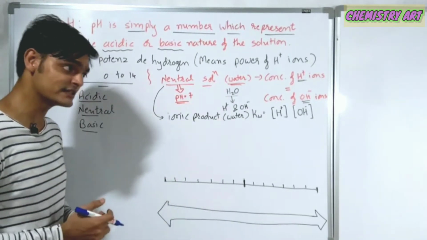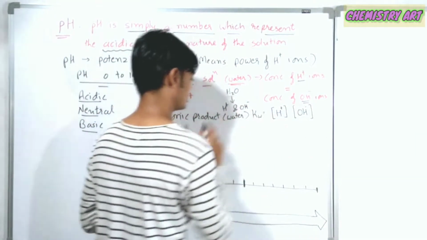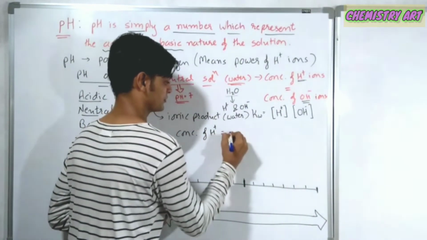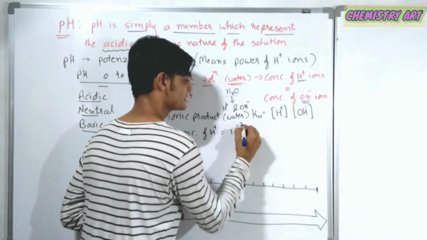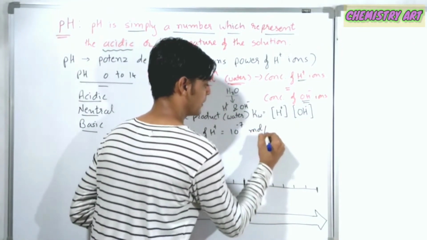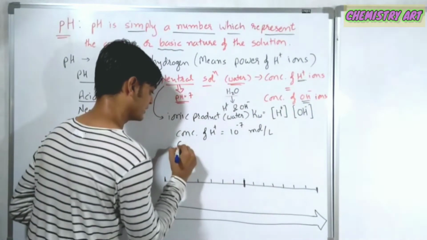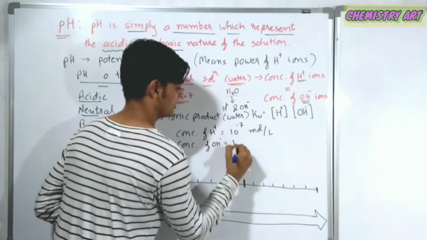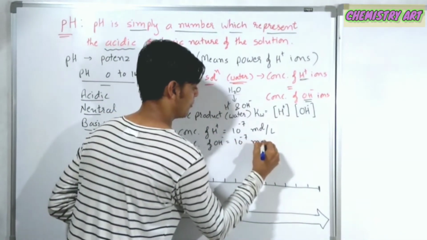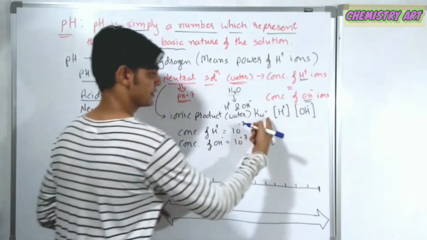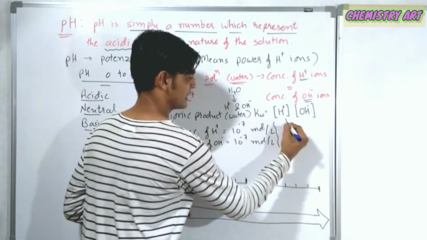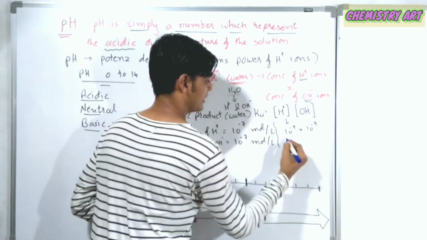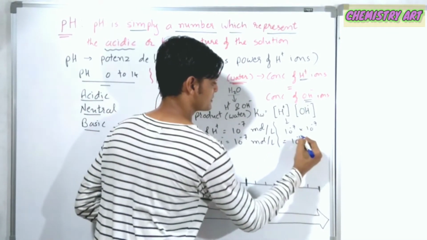And how much is it? The concentration of H plus is equal to 10 to the power minus 7 mole per liter. And the same concentration of OH minus ion is equal to 10 to the power minus 7 mole per liter. So if you put the values here, you can see 10 to the power minus 7 into 10 to the power minus 7, and it becomes 10 to the power minus 14.